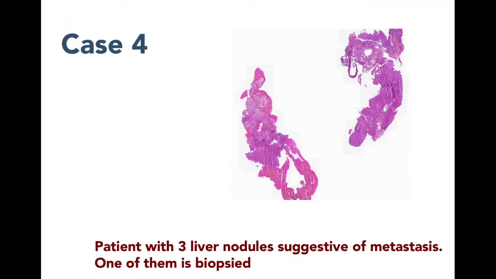Case number 4. It's a patient with 3 liver nodules that are suggestive of metastasis. They have been discovered incidentally. So one of them is biopsied, and now let's go to the slide.